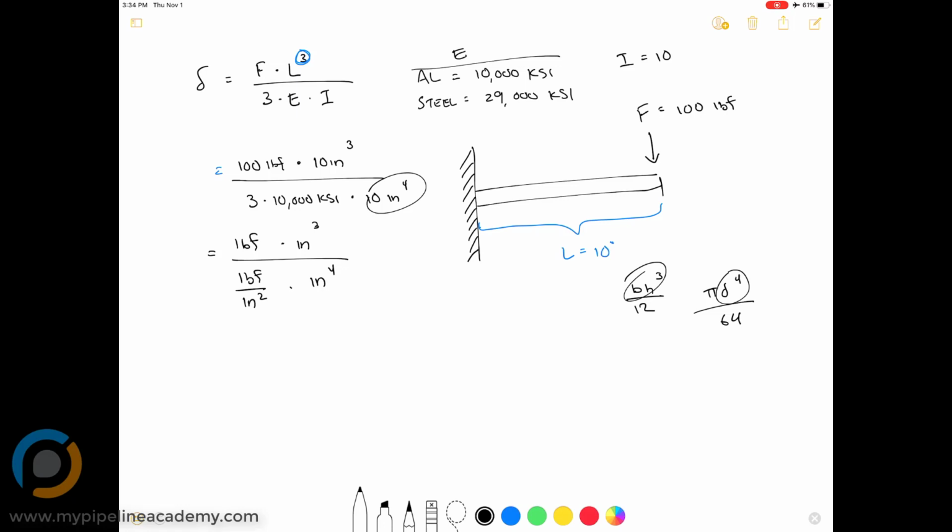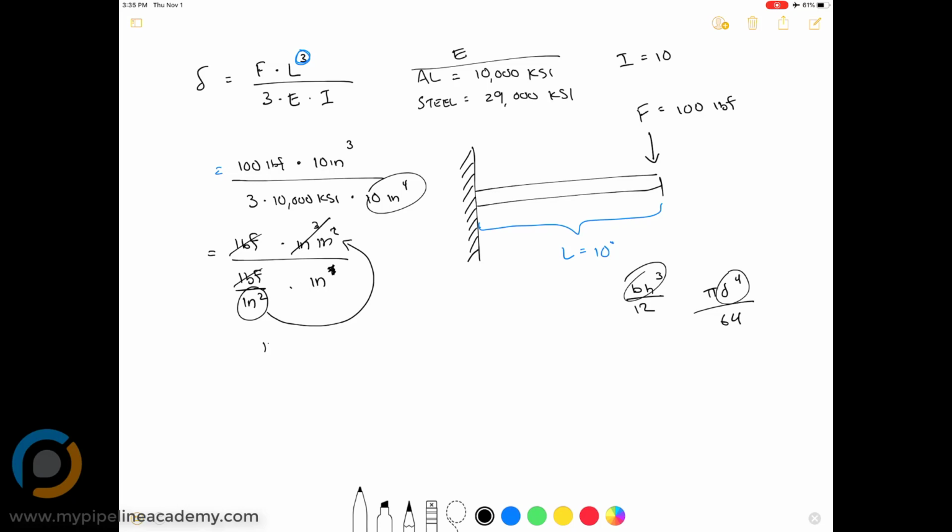Okay, so we can say that these two cancel out, pounds, right? And we've got inches cubed on the top and inches to the fourth on the bottom. So we're going to be left with no inches there and just inches to the first power on the bottom. But then we have this inches squared. Since that's in a denominator inside a denominator, it's actually going to move up to the numerator. We'll end up with inches squared here.